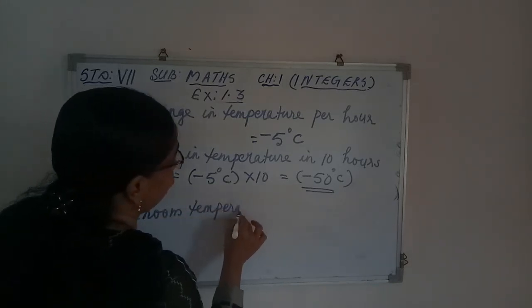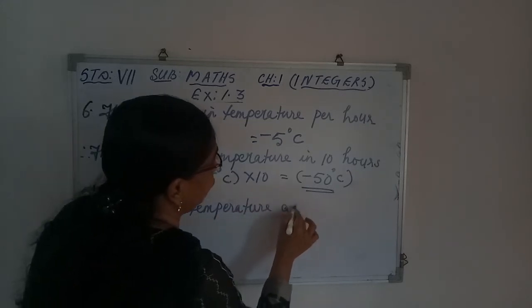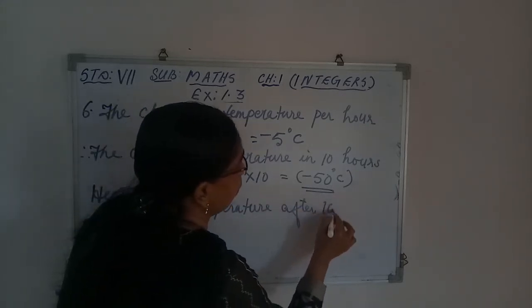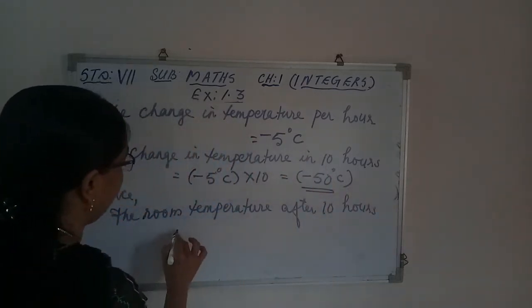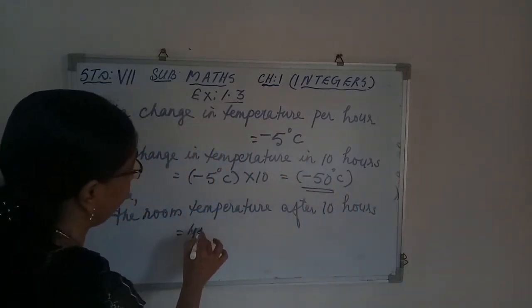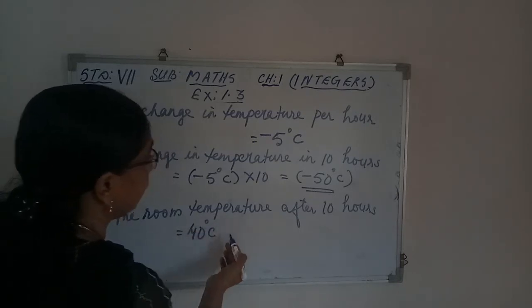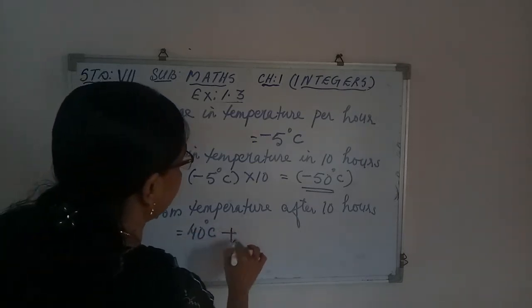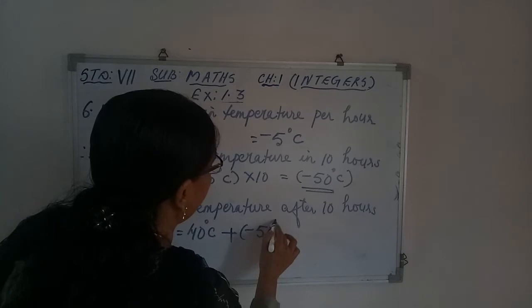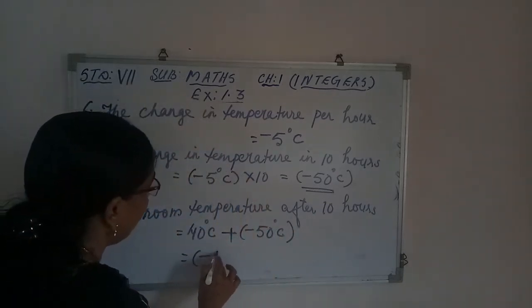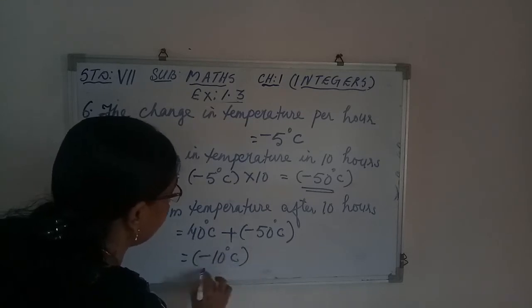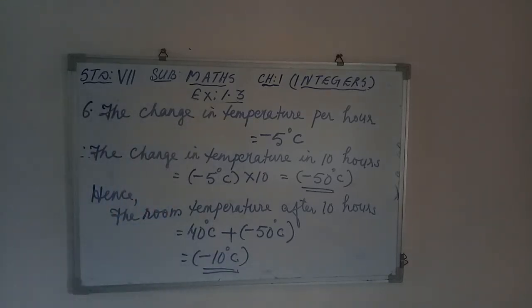The room temperature after 10 hours. How do you find out? Initially it was lowered from 40 degrees Celsius, then plus minus 50 degree Celsius. So it is lowered. That's equal to minus 10 degree Celsius. Is that clear to you?